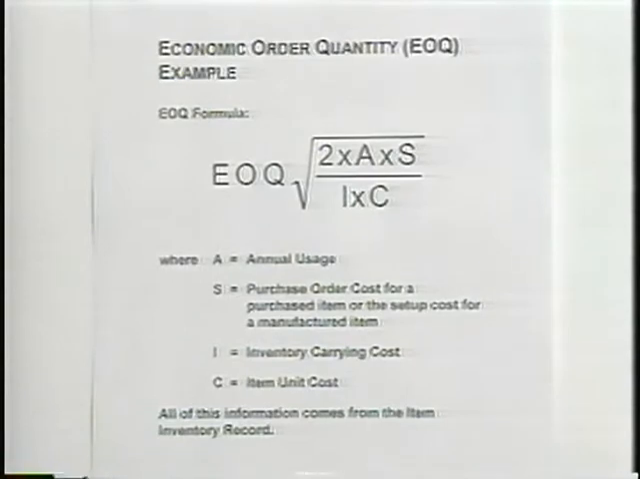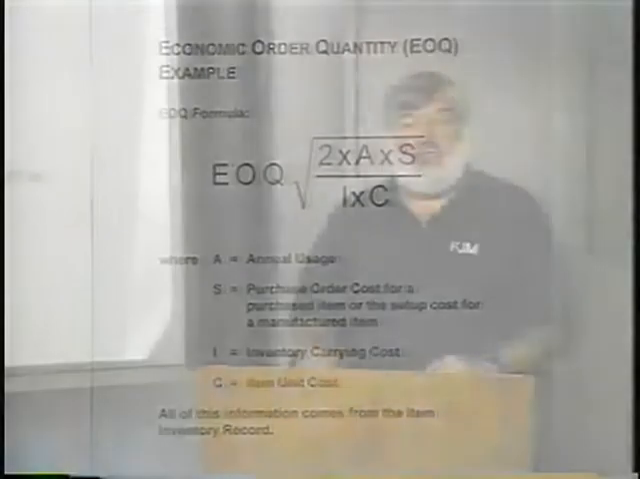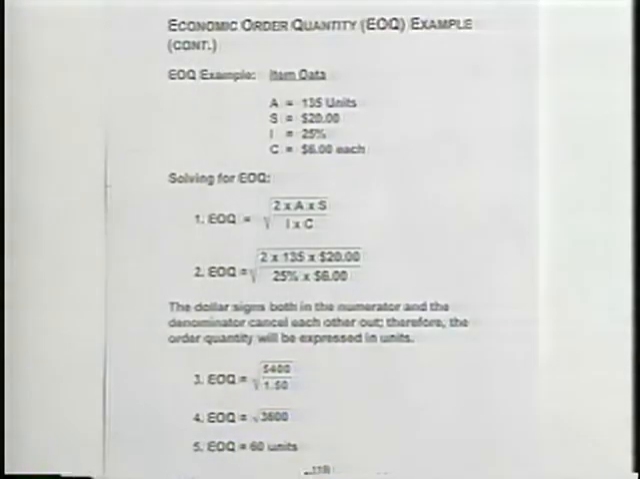we have the EOQ formula, and we've gone through all of the data elements previously, but I have a note on the bottom of this page that all of this information is found on the inventory record. So moving to 11B, we have an example here for you, which includes the following data elements. Annual usage is 135 units.